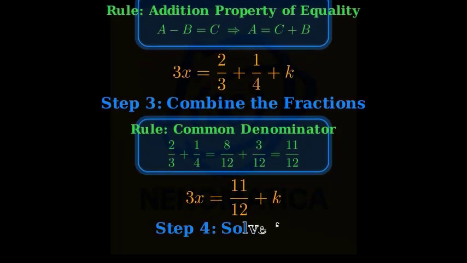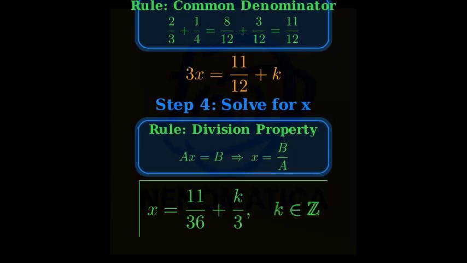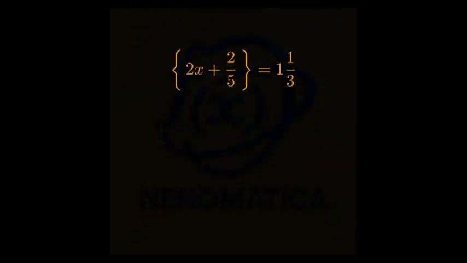Step 4. Solve for x by dividing both sides by 3. We get x equals 11 over 36 plus K over 3. This is the full solution set for any integer K. Let's read the problem. We need to solve the equation. The fractional part of 2x plus 2/5 equals 1 and 1/3.